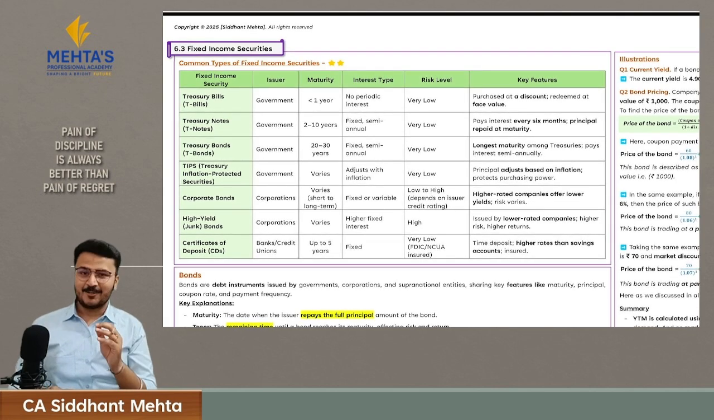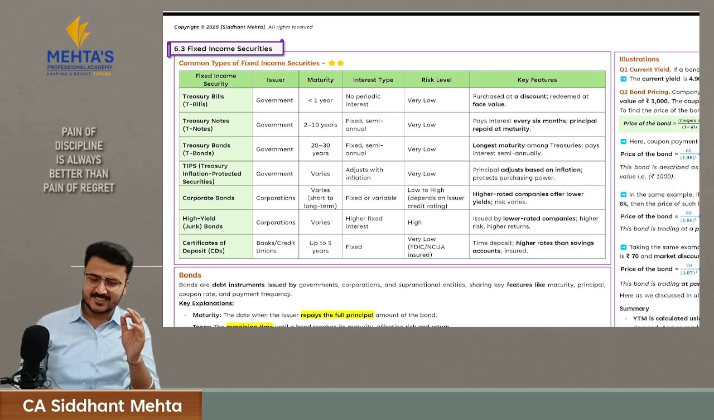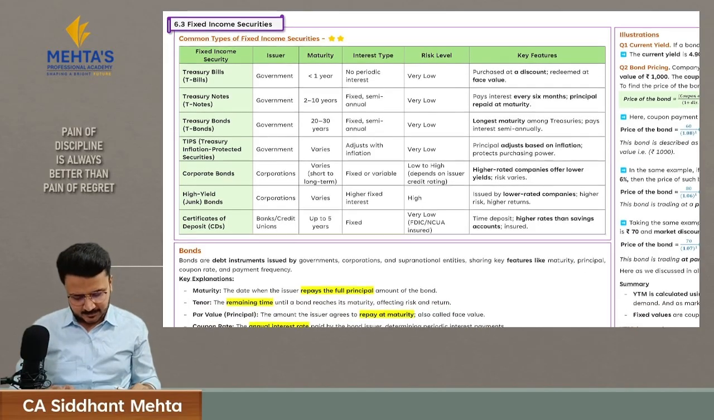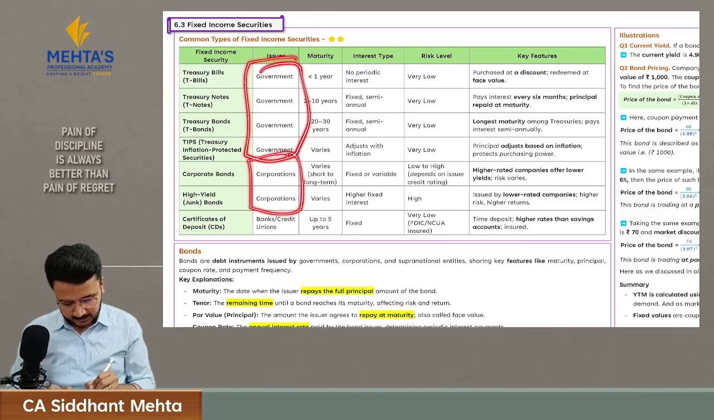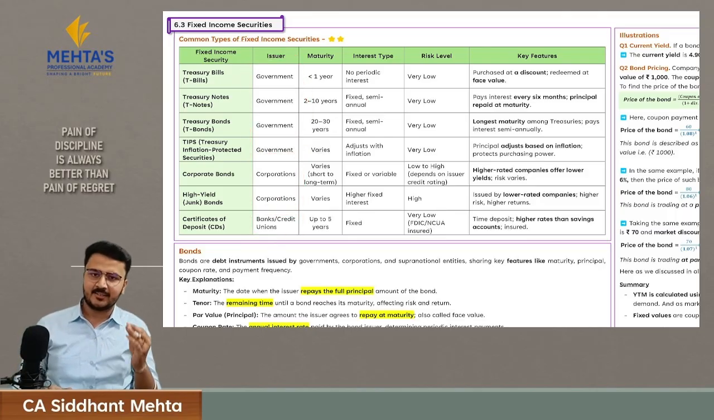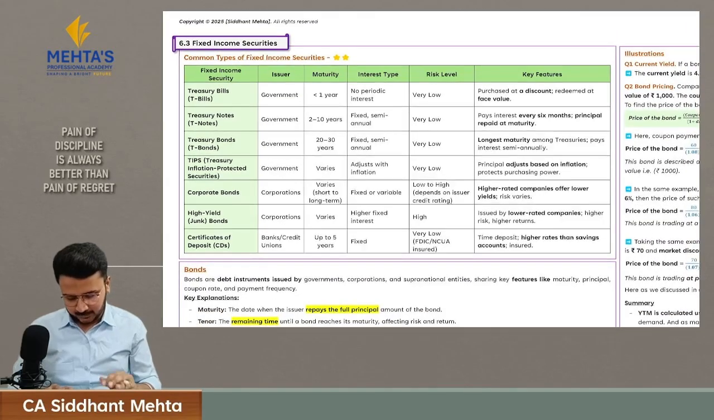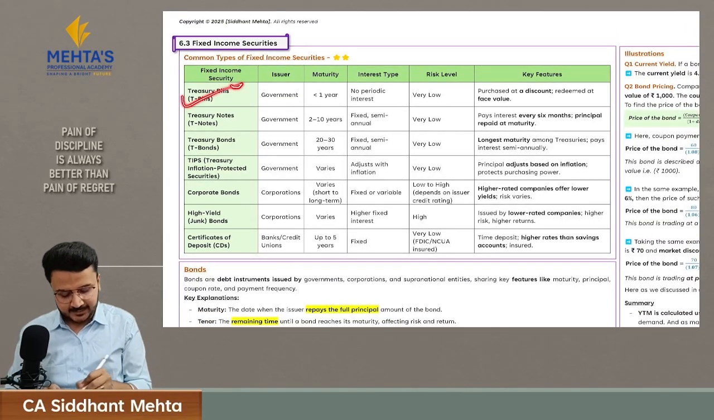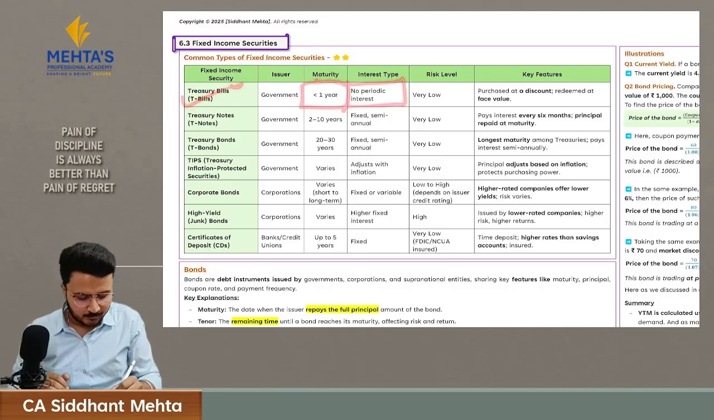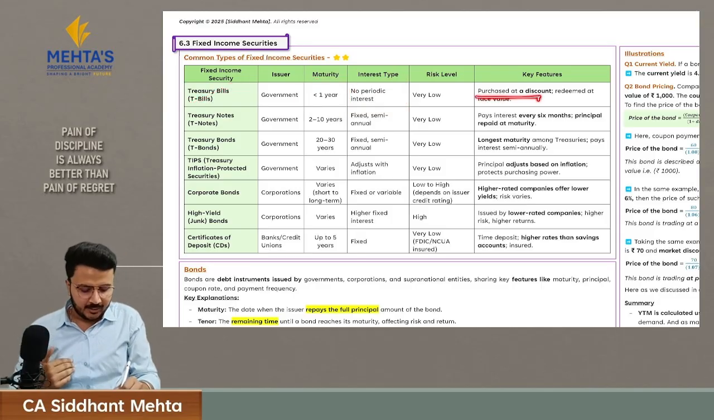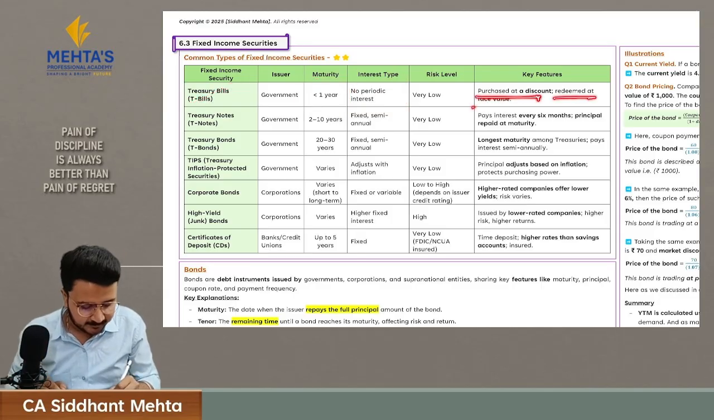So let's now understand the common types of fixed income securities. There are some securities which are issued by the government, then by the corporates, and then by the bank. Let's first understand the securities which are issued by government. The first one is a treasury bill. It has a maturity of less than 1 year and these bills don't have any interest, because you will purchase this bill at a discount and after 1 year they will be redeemed at face value.